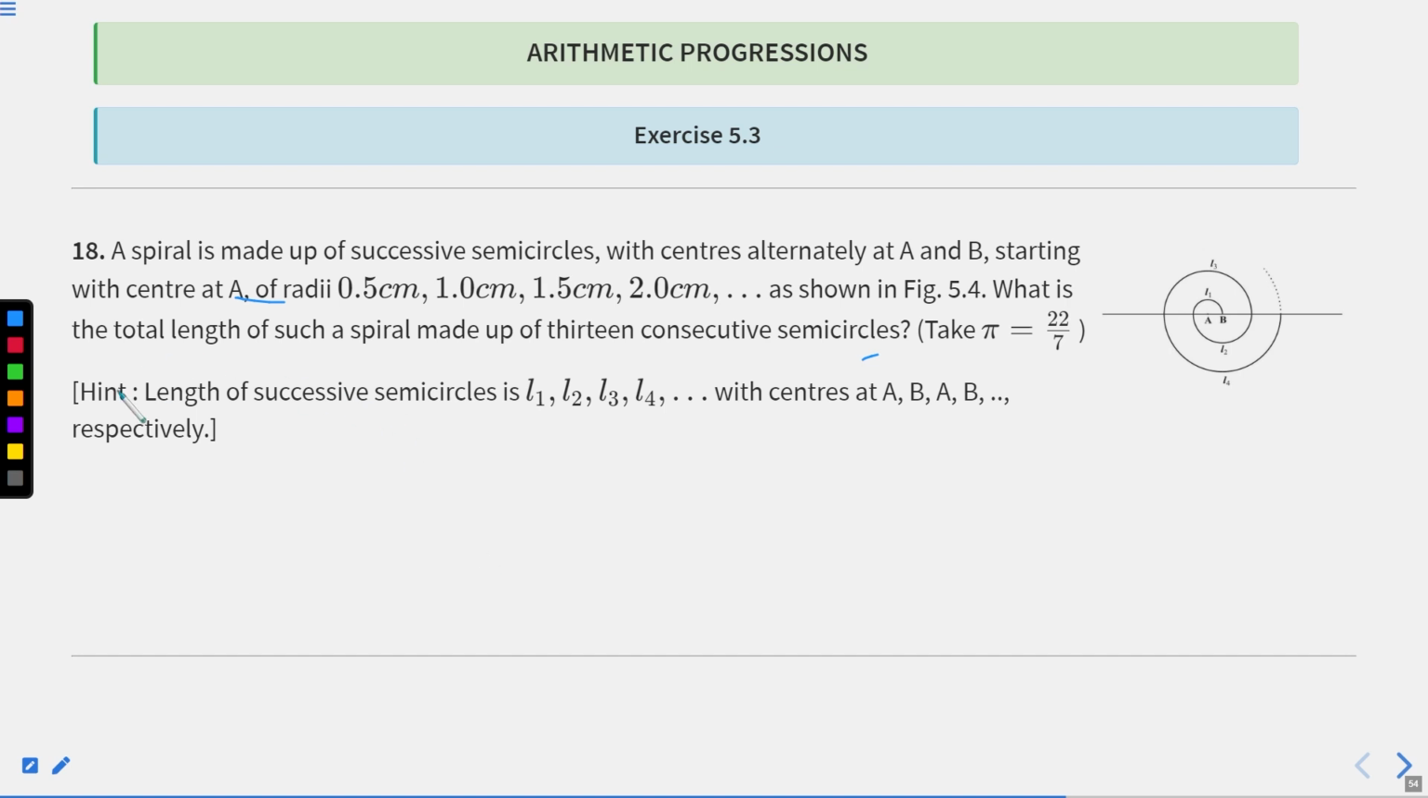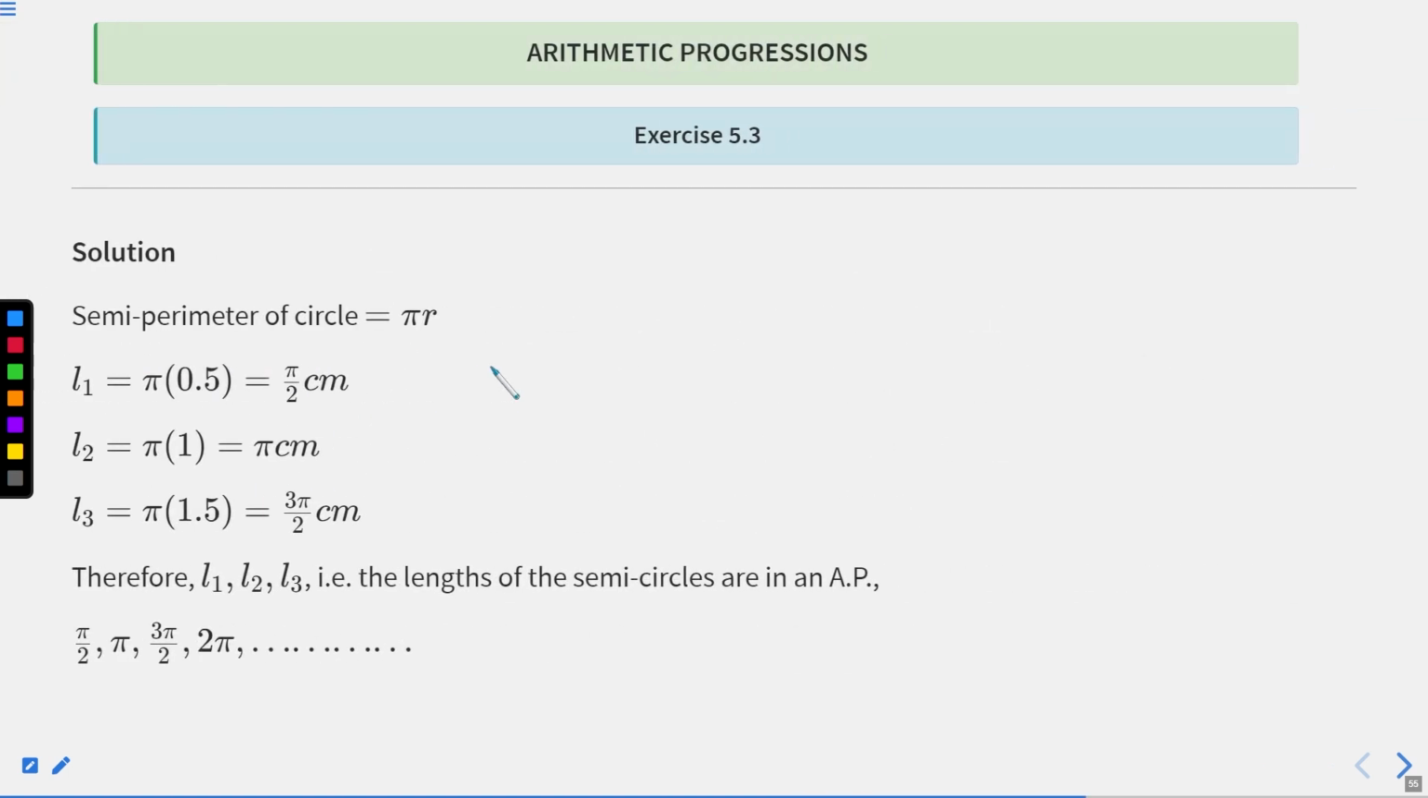Here we have been given a hint. The lengths of successive semicircles are L1, L2, L3, L4, and so on, with centers A, B, A, B, and so on respectively. Let us solve this problem. Here the semi-perimeter of the circle is equal to pi r.